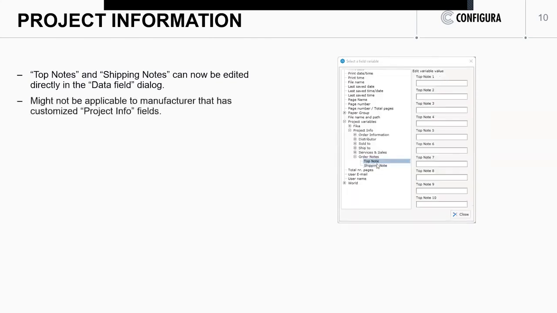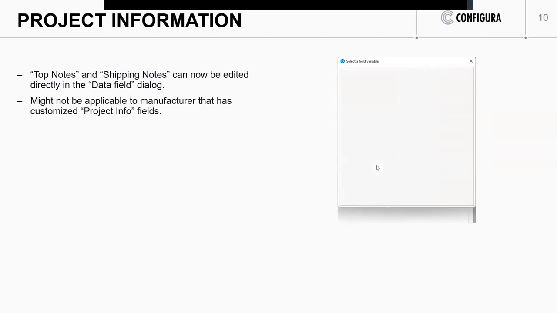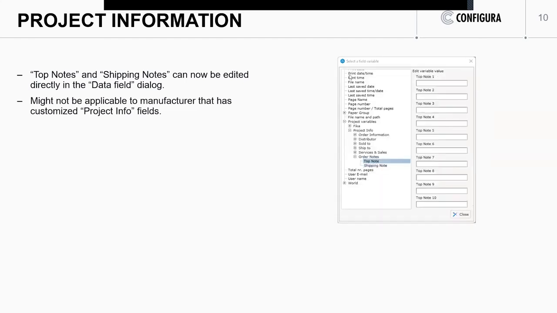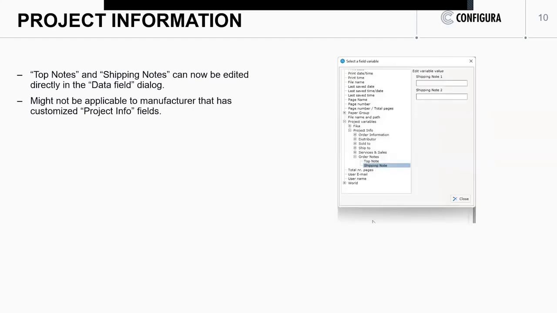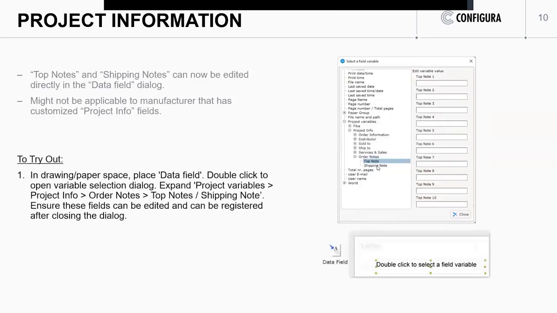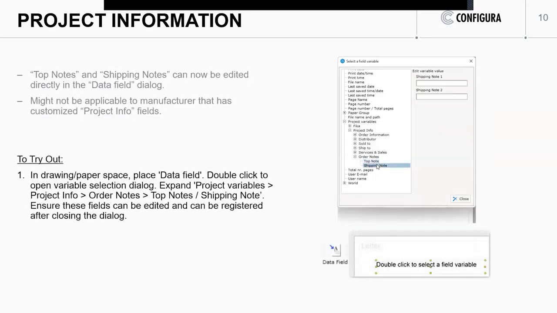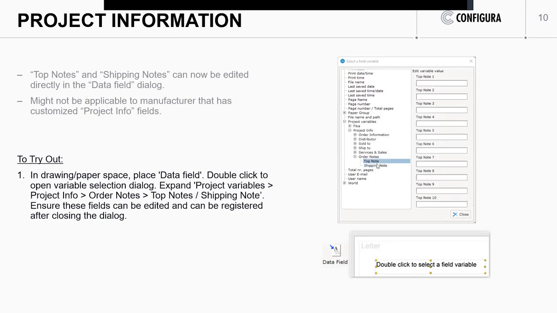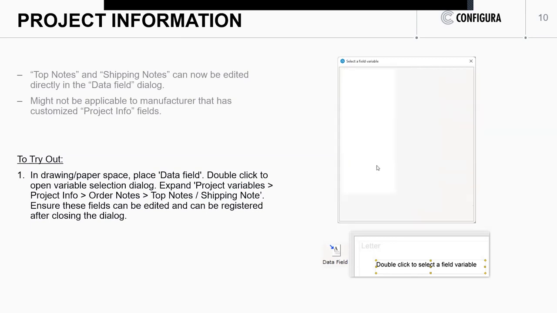Do take note that this may not affect some manufacturers as they have their own customized project info fields. However, this can come in handy for manufacturer extensions which are relying on the CET core project information. So if you are using the CET core project info and want to try this out, do follow the recommended steps.